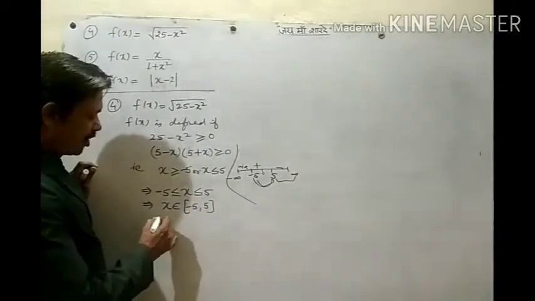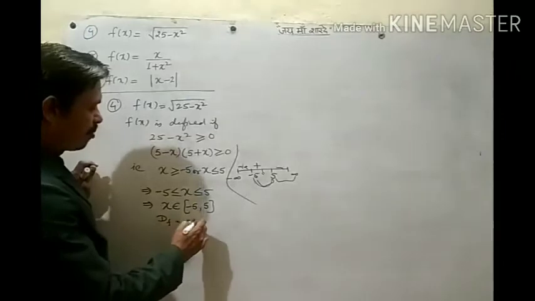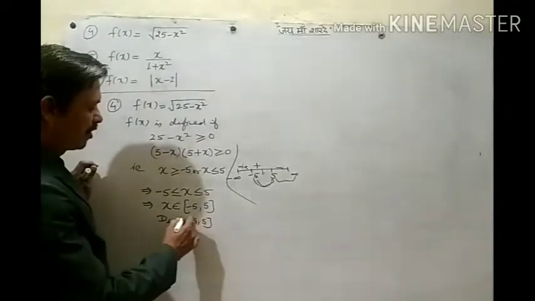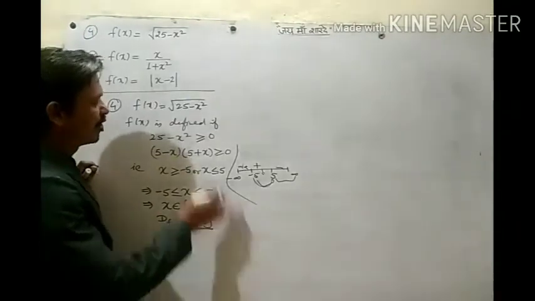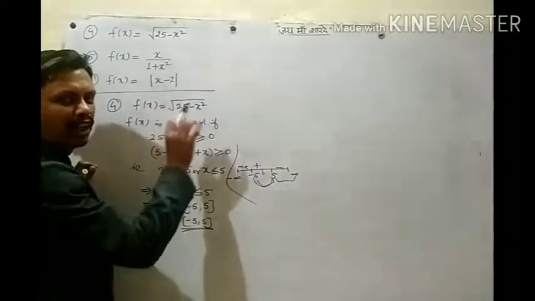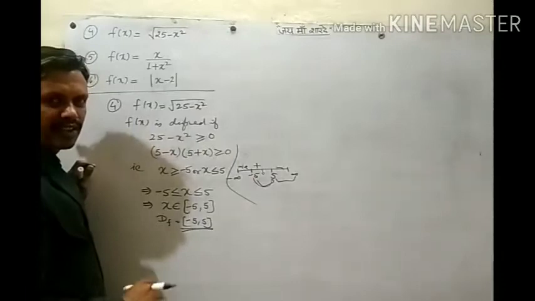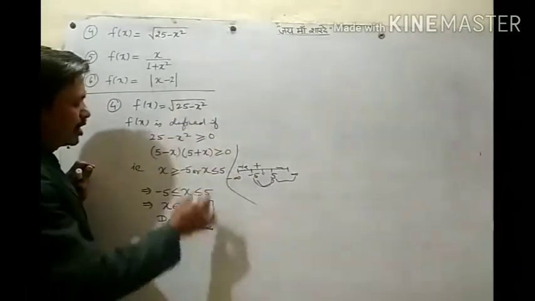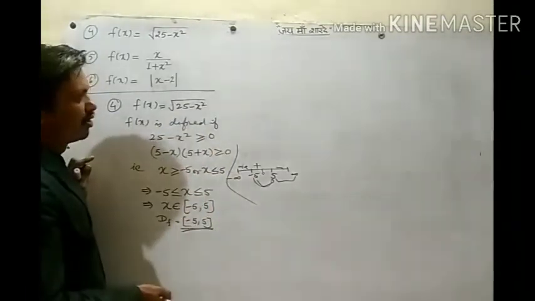Okay, so what is the domain of this function? Minus 5 to 5, closed interval. 5 and minus 5 are also included. If you take 5 and minus 5, it becomes 0, and 0 has a root. Root of 0 exists. So its domain is minus 5 to 5, closed interval.